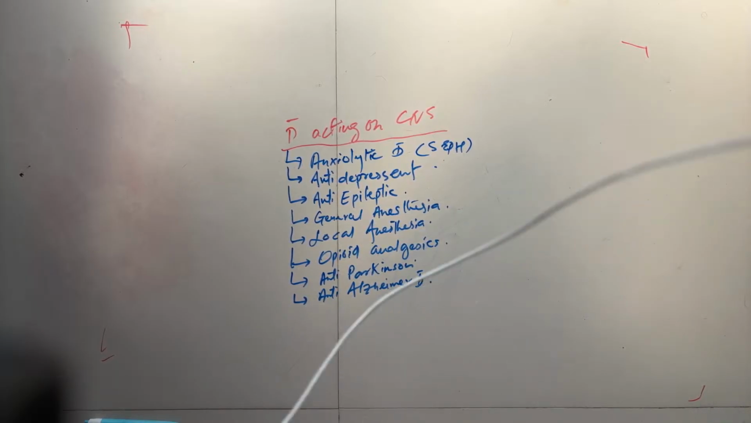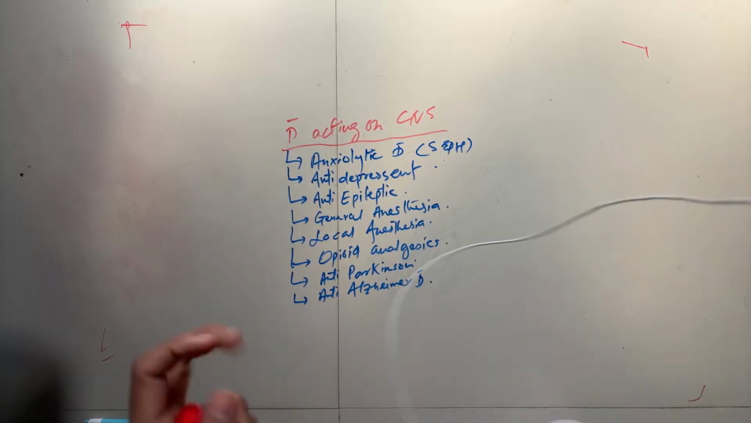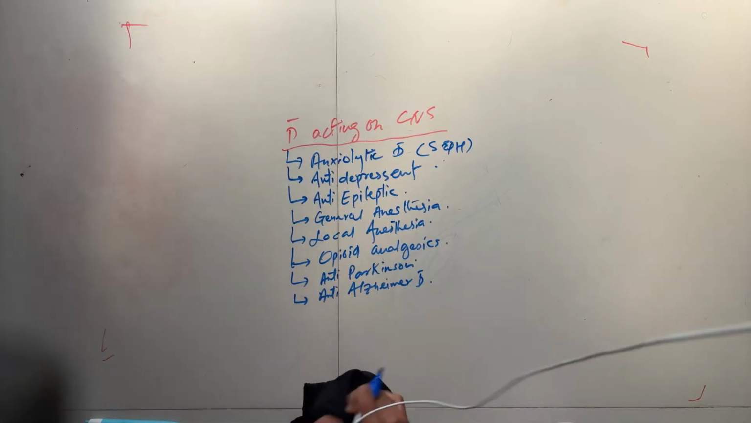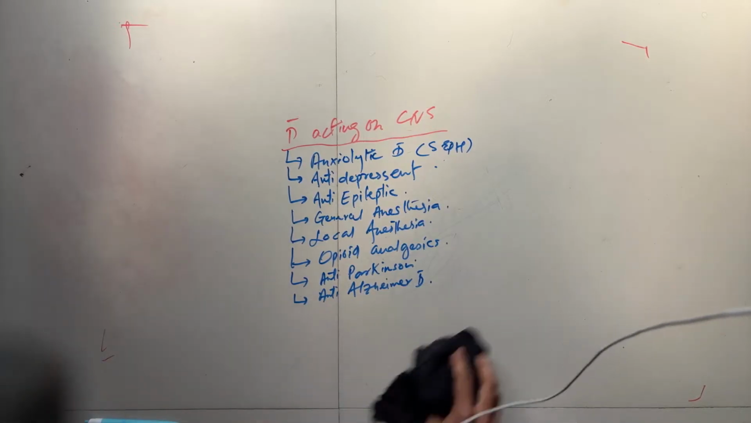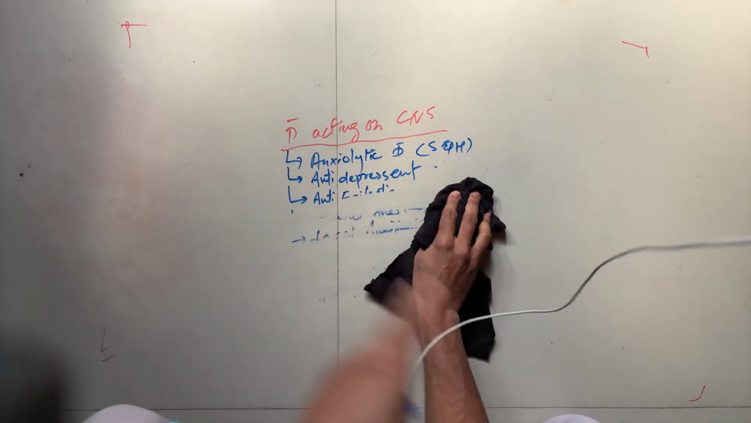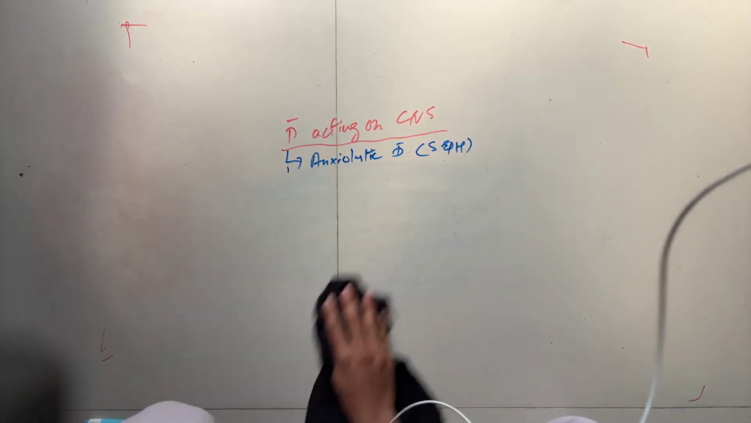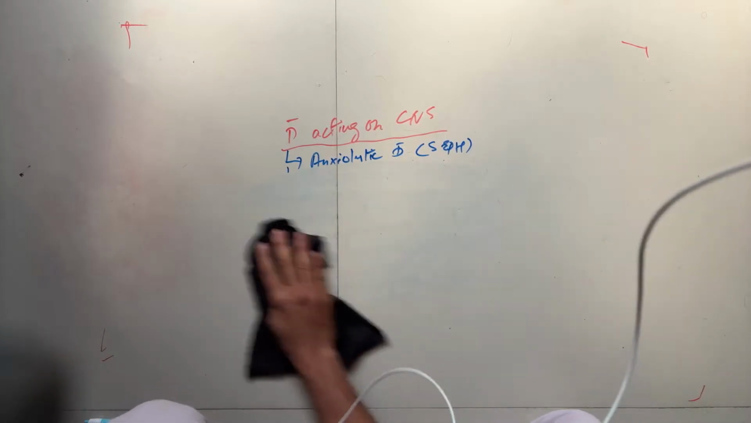Now we were studying anxiolytic drugs, or anti-anxiety drugs. So today we will start from the very basic, and we will learn all the classes of the anti-anxiety drugs, their classification, structure, and their structural activity relationship.